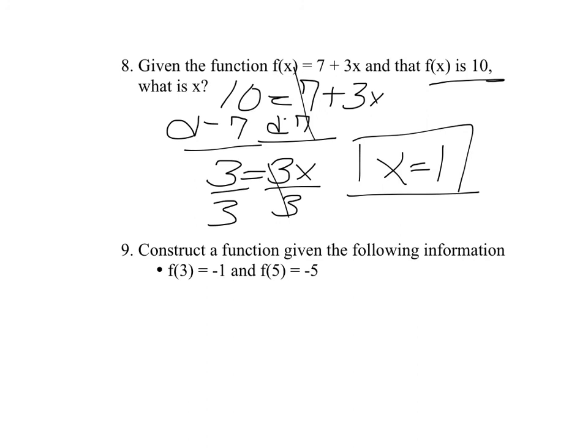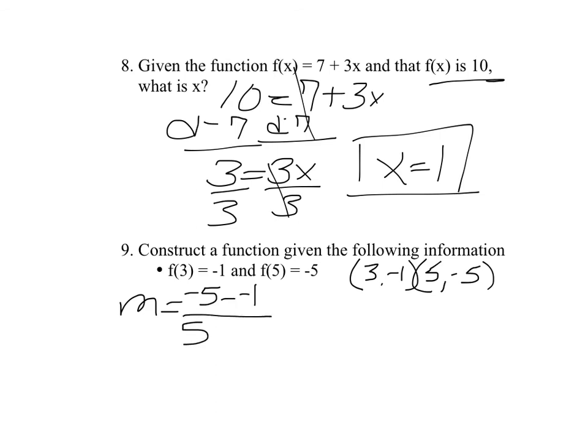Problem 9, the last one, we're going to be writing that equation again. So 3, negative 1, and 5, negative 5. M is going to be negative 5 minus negative 1 over 5 minus 3 plus the opposite. So that's going to give me negative 4 over 2, which equals negative 2.